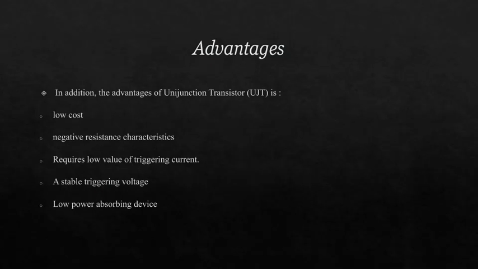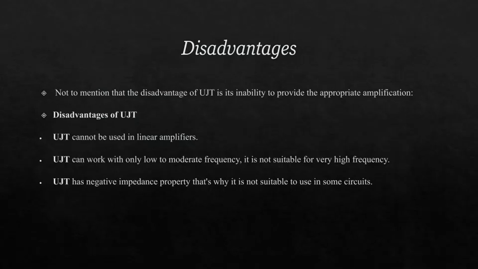For the advantages, the unijunction transistor UJT is low cost, has negative resistance characteristics, requires a low value of triggering current, has a stable triggering voltage, and is a low power absorbing device. The disadvantages: UJT cannot be used in linear amplifiers. The second one is UJT can work with only low to moderate frequency. It is not suitable for very high frequency. And the third one is UJT has negative impedance property. That's why it is not suitable to use in some circuits.